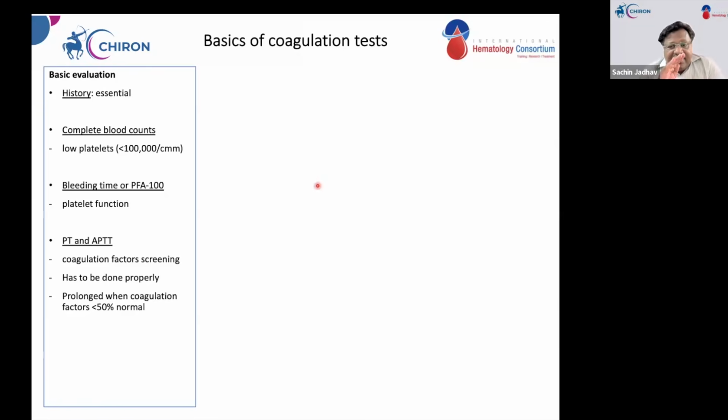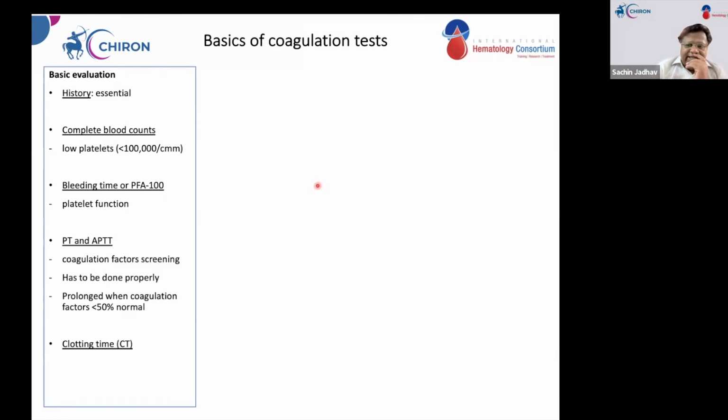The lower the factor level, as it goes below 50%, you will see the PT and APTT getting prolonged. If it goes down to 5% or 1%, then they are going to be very prolonged. Okay. So how prolonged the PT and APTT are will tell us how low a particular coagulation factor is.